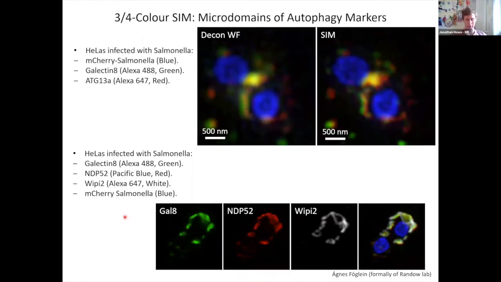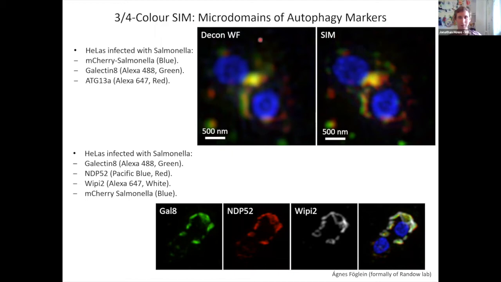Here is another example of SIM imaging. This is 3-color, and 4-color at the bottom. These images were given to me by Aggie, formerly of the Randall Lab. In the Randall Lab, they're interested in how cells deal with intracellular pathogens and the process of autophagy. So in both of these examples, the bacteria, which in this case is Salmonella, is labeled in blue, and then the other channels correlate with other proteins which are locating to the kind of capsule which is encapsulating the bacteria. The 4-color example at the bottom is just to demonstrate that it's possible.